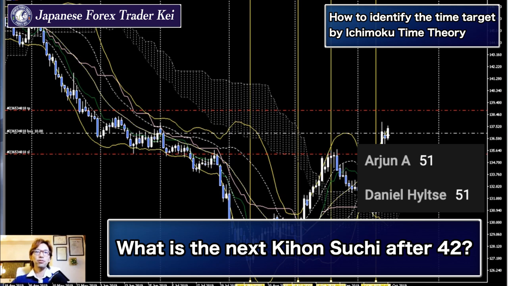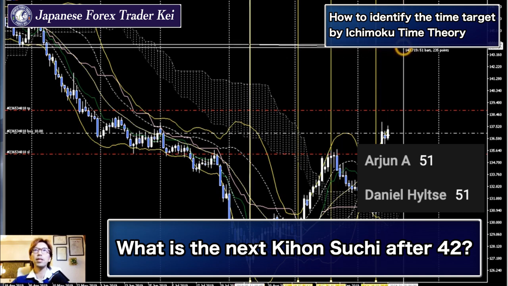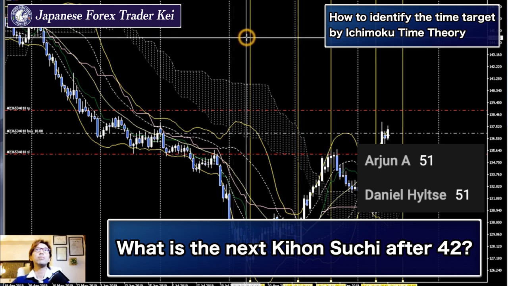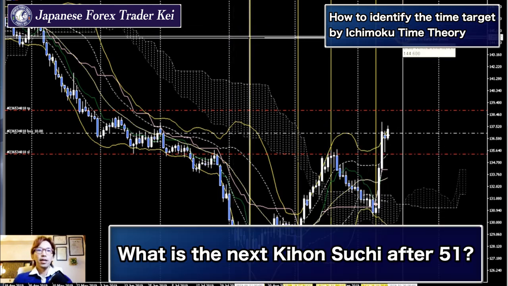So you draw a line 51 days after this lowest. From this lowest, 51 candles will be this one. So I put the vertical line here, and it's going to be 51 candles, right? And after 51, what number is it?